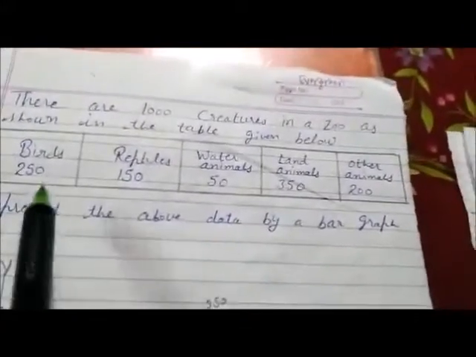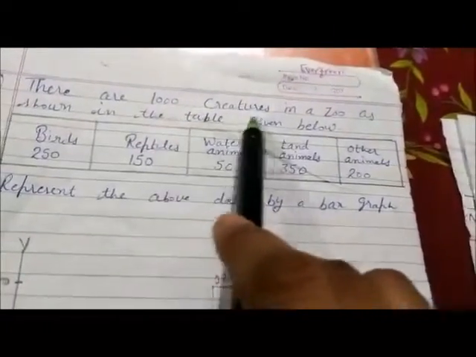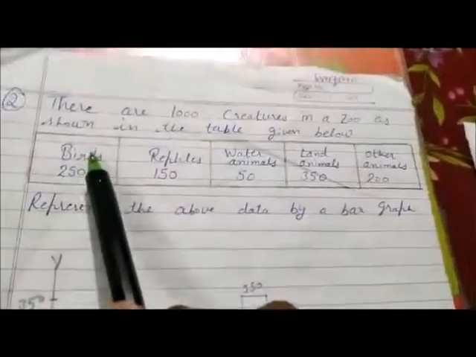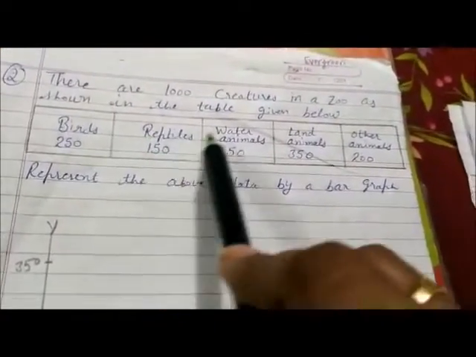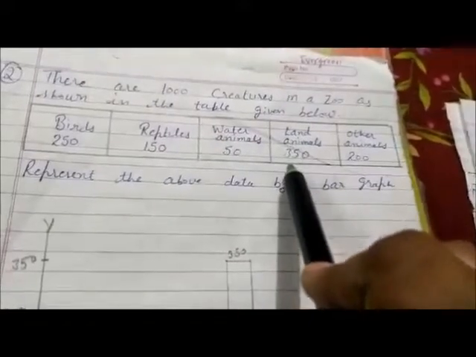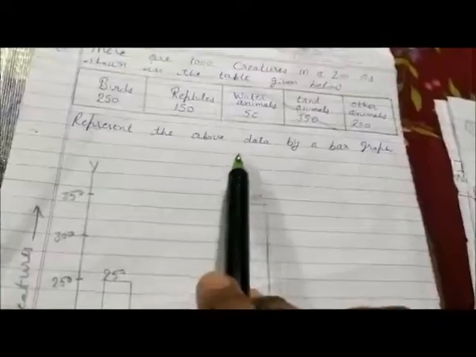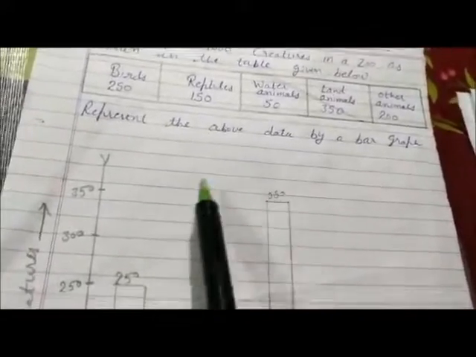Now second sum. There are 1,000 creatures in a zoo as shown in the table given below. Birds 250, reptiles 150, water animals 50, land animals 350, other animals 200. Represent the above data by a bar graph. Again we have to draw a bar graph.